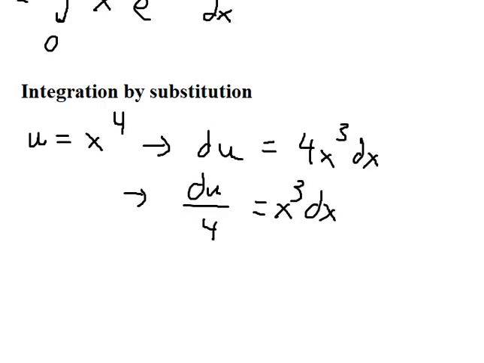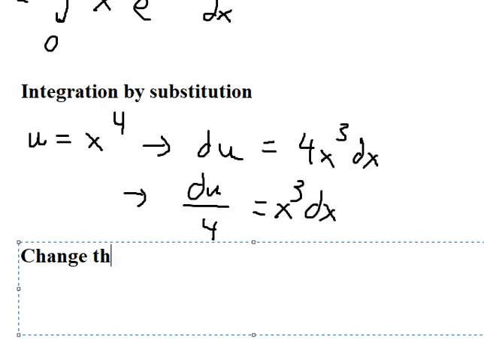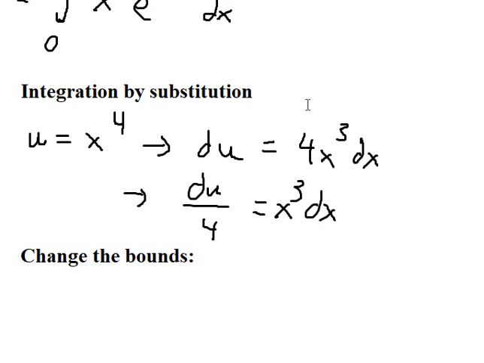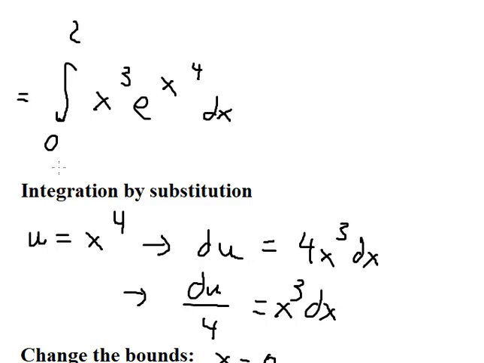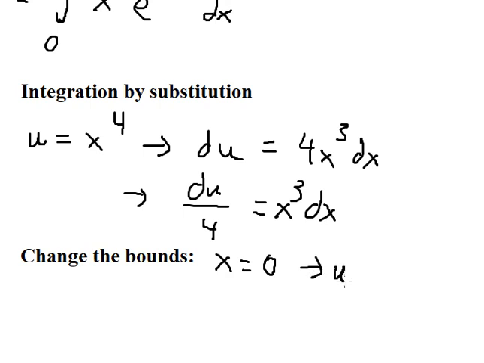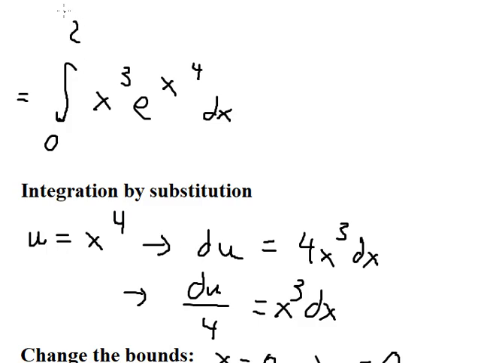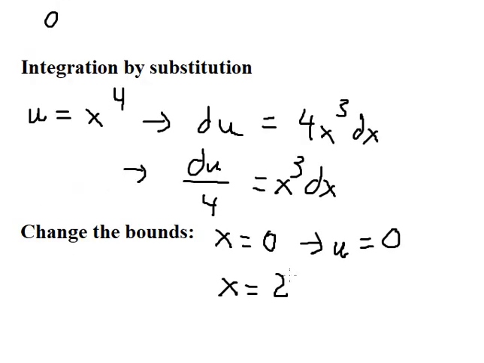Next, we need to change the bounds. When s equals number 0, that is from here, I will put number 0 in here to find the value of u. So u equals number 0. When s equals number 2, I will put number 2 in here to find the value of u, and u equals 16.